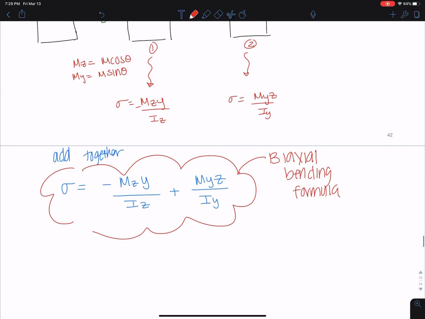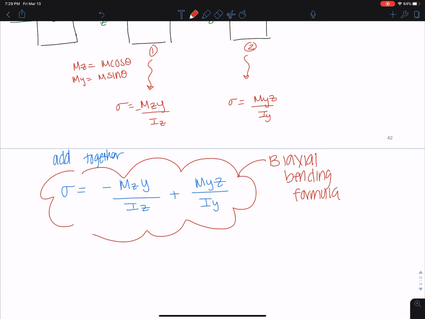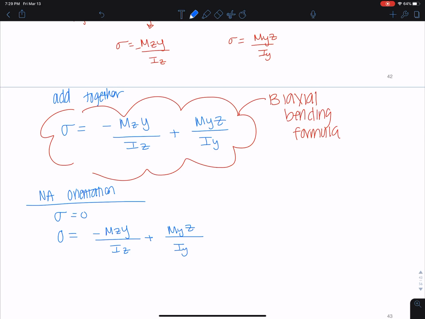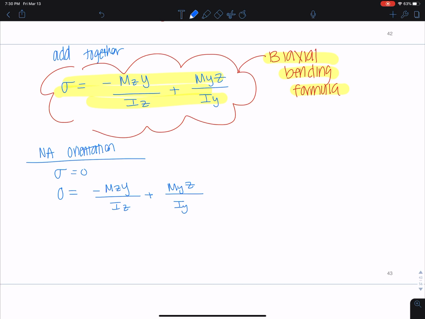So let's now talk about the neutral axis orientation. How do we find where the neutral axis is here? We can find it by setting sigma equal to 0 here. So we have 0 equals negative Mz y over Iz plus My z over Iy. I'm going to highlight this equation because it's really important, so we remember this formula. This is biaxial bending. Okay. And we can plug in what we know here.